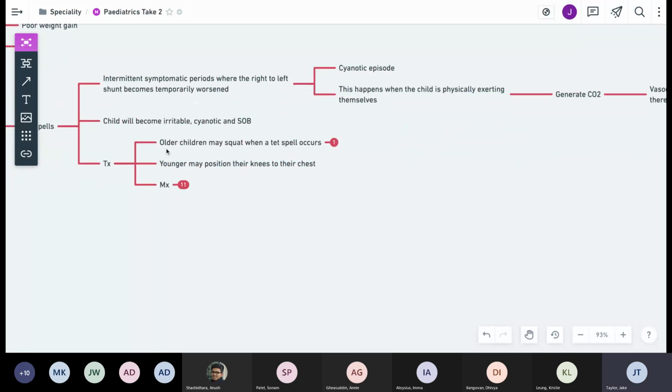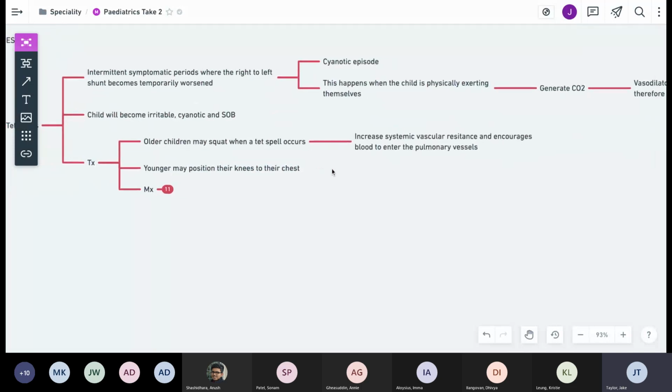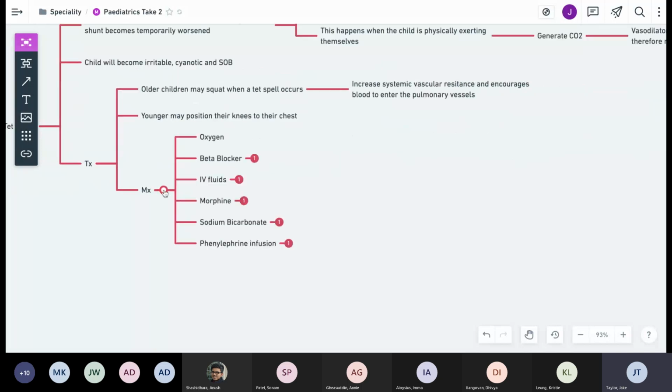Some of these patients have this sort of squat position when a TET spell occurs. Basically, they squat down, and this is because they're increasing their systemic vascular resistance and encouraging blood to enter the pulmonary vessels compared to the aortic. So that's why they're doing it. And a younger person may do the same thing, but bring their knees up to their chest. So you might see that in an SBA sort of description.